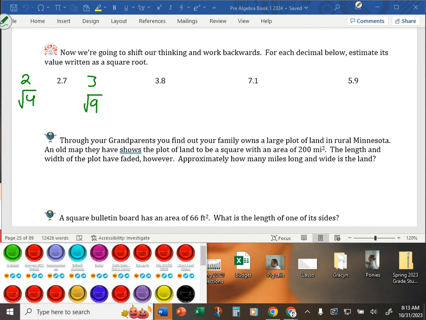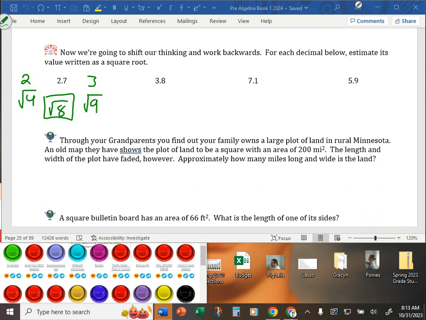I'd say root 8, okay? We wouldn't want root 5 because root 5 is just a little bit more than 4. That'd be like 2.2, something like that, right? But root of 8 would be the best answer there, okay? So that's what you're doing for this section here.